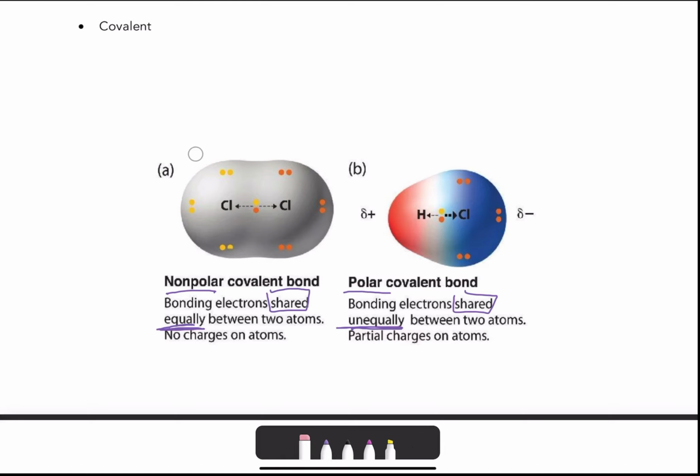So we can see on the picture here that we have this very equal distribution of electrons. We see these yellow electrons from this chlorine and these orange from this one.